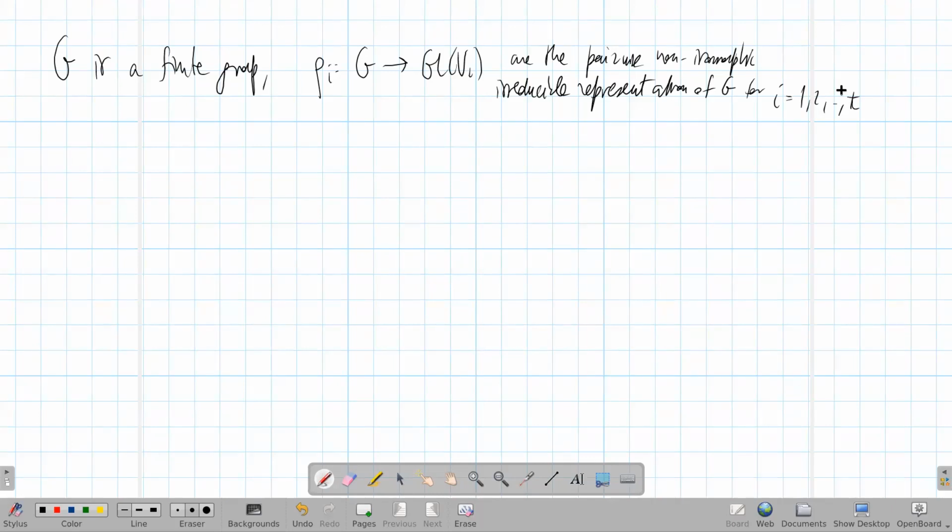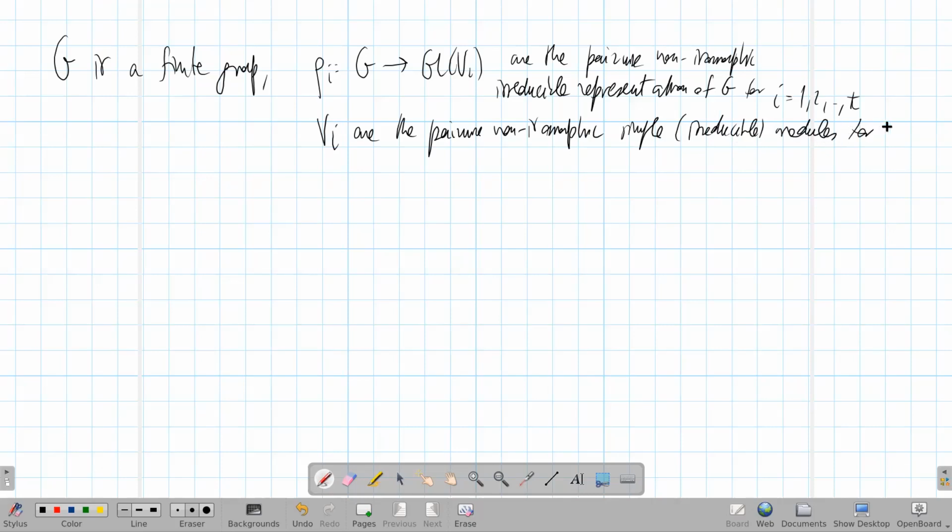Note that there is an alternative way of describing this, as I have repeated several times, as in the case of actions of groups on sets. You can describe a representation in two ways, either in this way, or you can say that the V_i are the pairwise non-isomorphic simple, or irreducible, modules for the group algebra. Okay, so it's the same thing, and we saw how to go from one to the other.